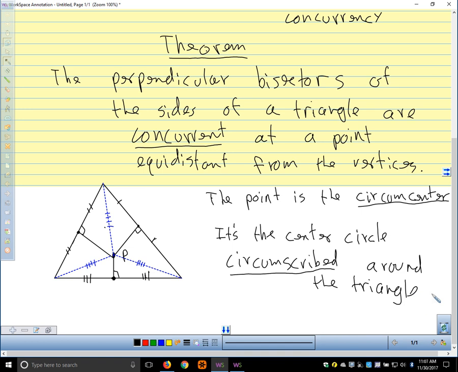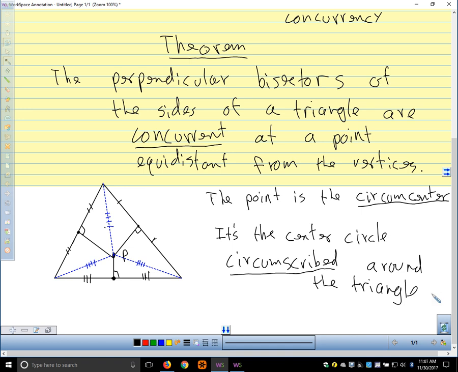Circumscribed means write around: scribe means write, circum means around. So we can make a circle that fits exactly around the triangle. We call that point the circumcenter. Perpendicular bisectors give us the circumcenter, and the circle is the circumscribed circle. Sometimes it's called the circumcircle.